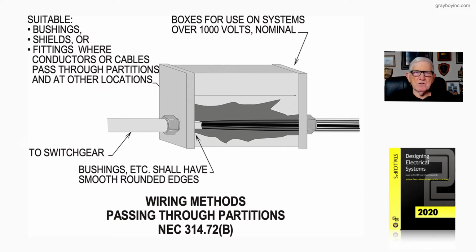And then, of course, we see the suitable rules, bushings, shields, or fittings, where conductors or cables pass through the partitions and at other locations. So notice we have the raceway system, but notice the conductors are passing straight through, as you see in this illustration. And that's what this figure 17-33 is illustrating to the user of the NEC when they are designing a box and they're going to pull the conductor straight through the box. And as you see, that's exactly what they're doing in this gutter space on the route to the switchgear.